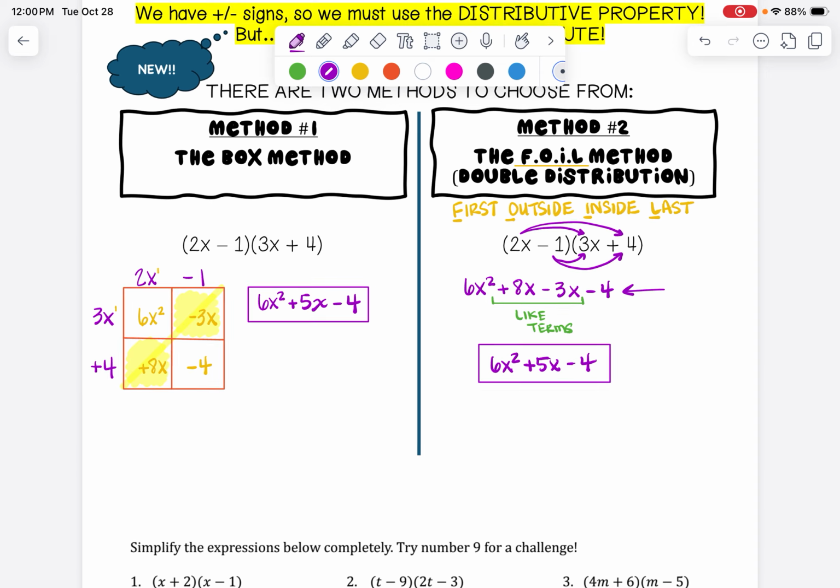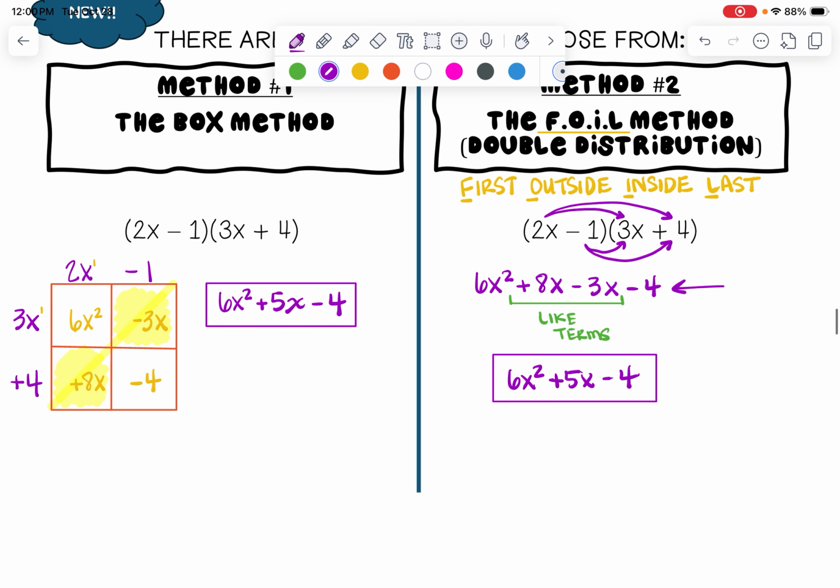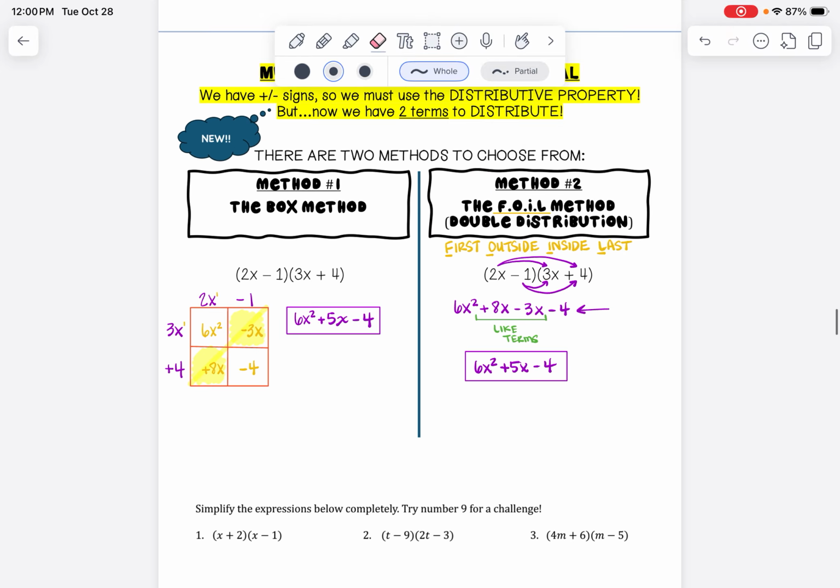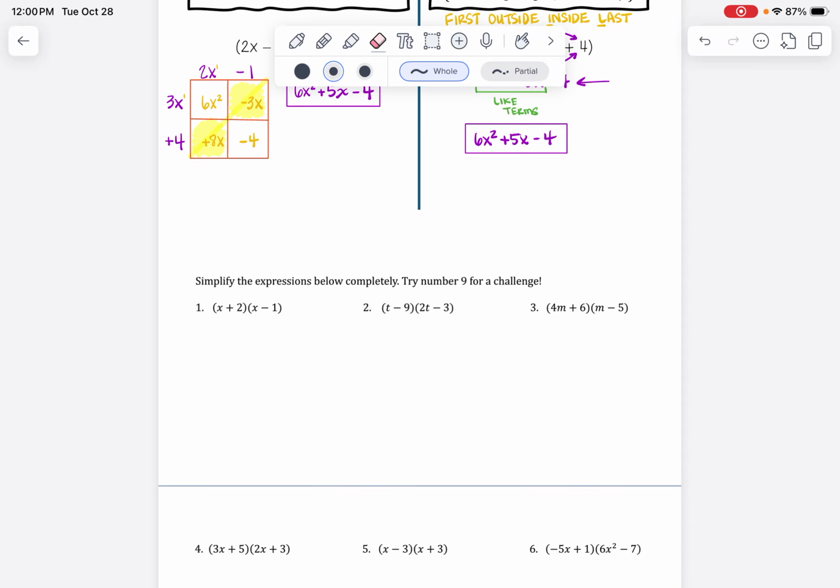Okay, so it's basically, you're doing the same math. It's just a matter of, do you want to create the box and give yourself a visual representation of what's going on? Or are you totally fine with double distributing and just writing your math out in the 2 steps? Whichever method resonates with you is the one I want you to use. I'm probably going to hop back and forth just so I can give you a little variety.